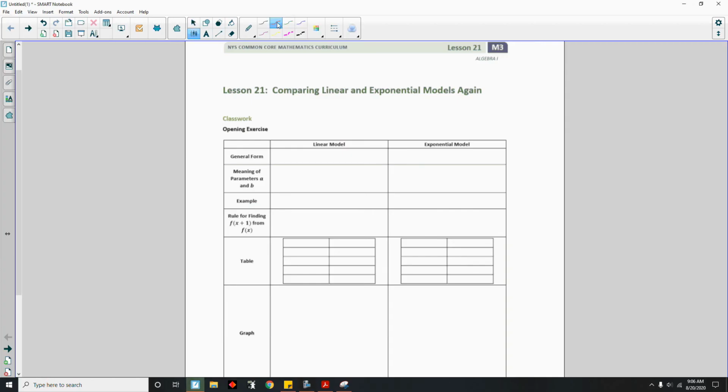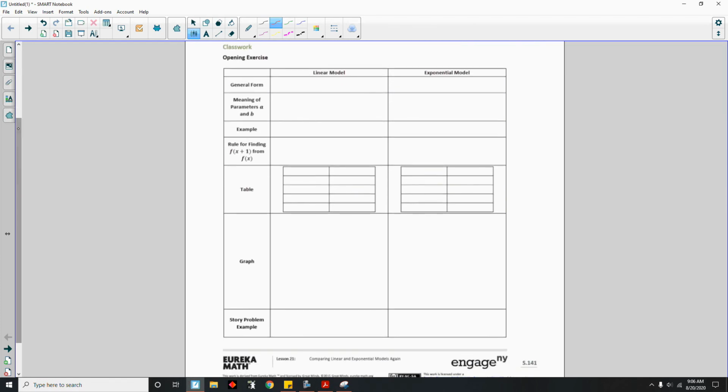Welcome to Lesson 21, Comparing Linear and Exponential Models again. All right, the classwork opening exercise: general form of a linear model. Remember, linear equations are y equals mx plus b in slope-intercept form, where m is slope and b is the y-intercept. But we're doing a general form, which is function notation, f of x equals, and instead of using m, we're going to use the letter a, x plus b.